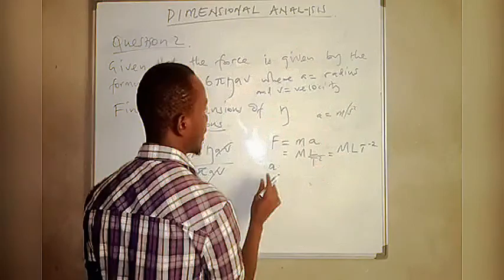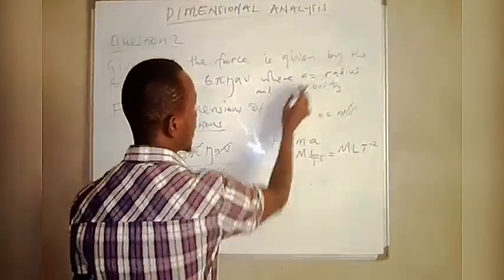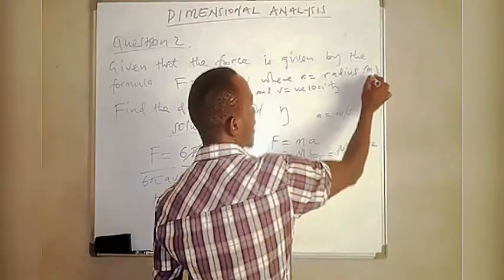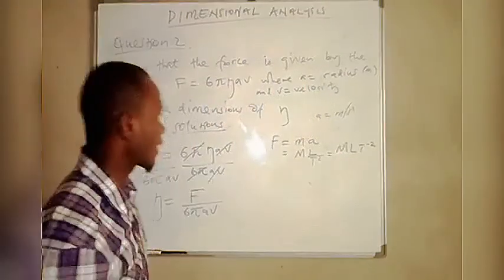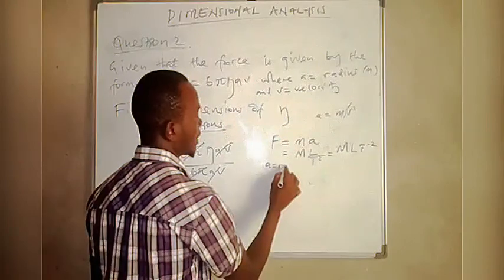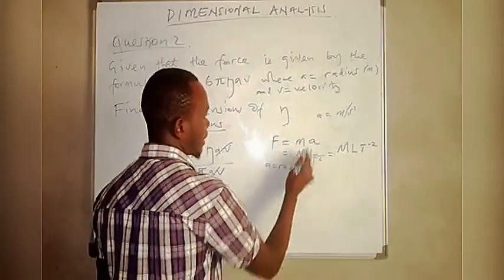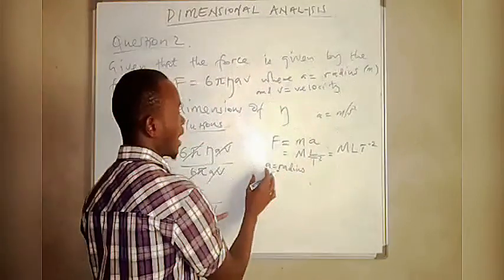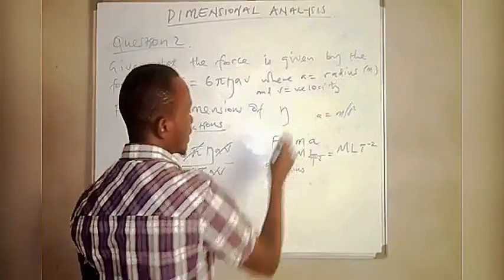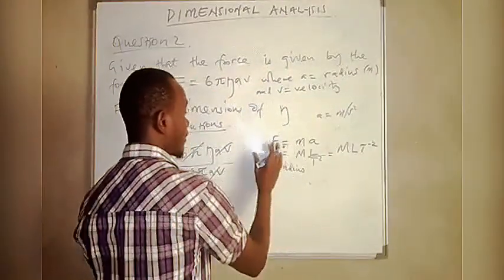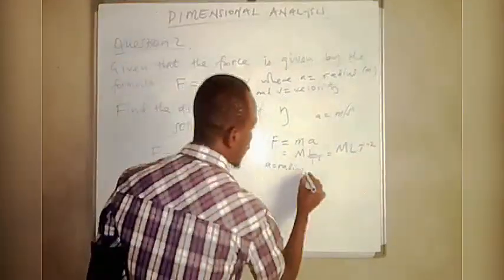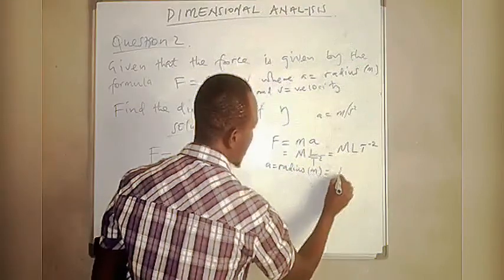We will also have radius. We are told A is equal to radius in the equation, and the radius is measured in meters, the SI unit for length. Let us not confuse this A with the other one. Here we are following the question to say this is radius, and the other A is for acceleration from the force, force is equal to mass times acceleration. So from the question, the radius is in meters and the dimension is L.